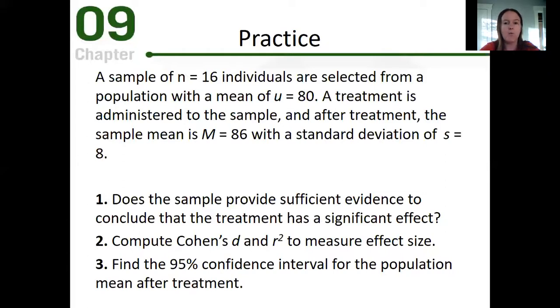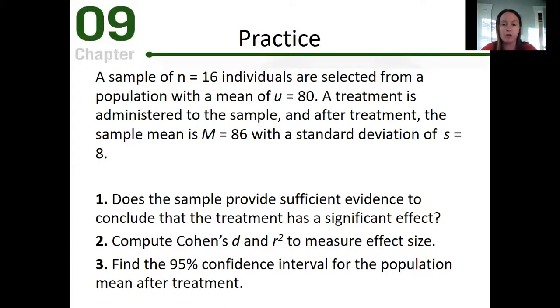We want to figure out whether this treated sample is significantly better than the untreated population. Hopefully, if our treatment or our intervention was effective, this group should now be different from the untreated group that they were pulled from. So the first part of the question asks whether or not the sample provides evidence to conclude that the treatment has a significant effect.